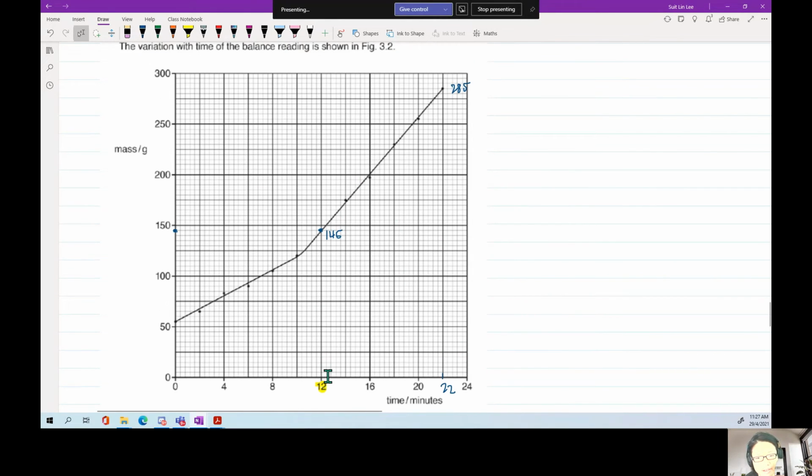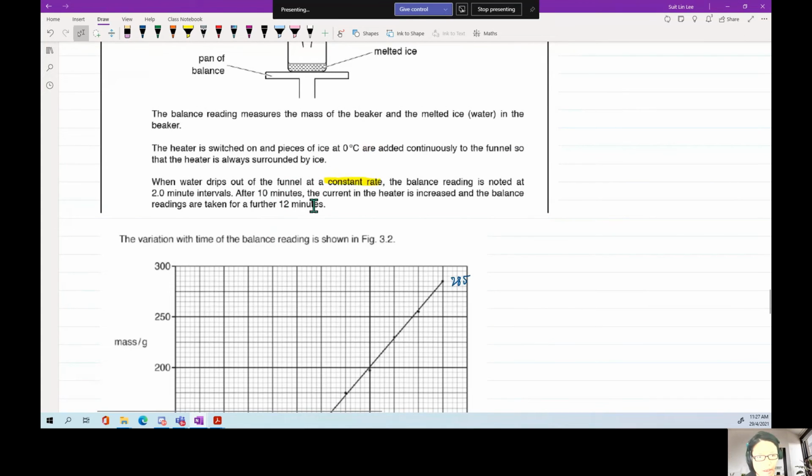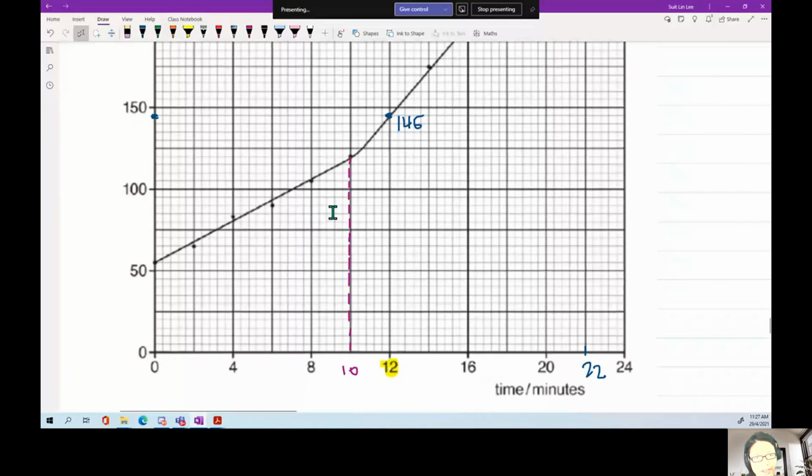You can take any 10 minutes after the point where the gradient of the graph begins to change. Let me explain the graph a bit first. 10 minutes is here. The question says after 10 minutes, the current is increased. Let's zoom in. Why doesn't the gradient of the graph change immediately? You've got to think about it. Why is it still the same here?